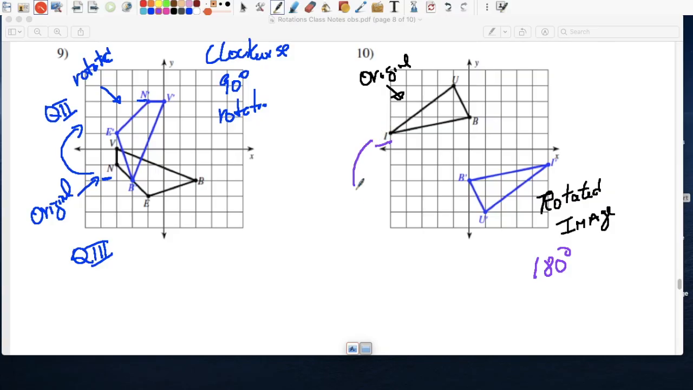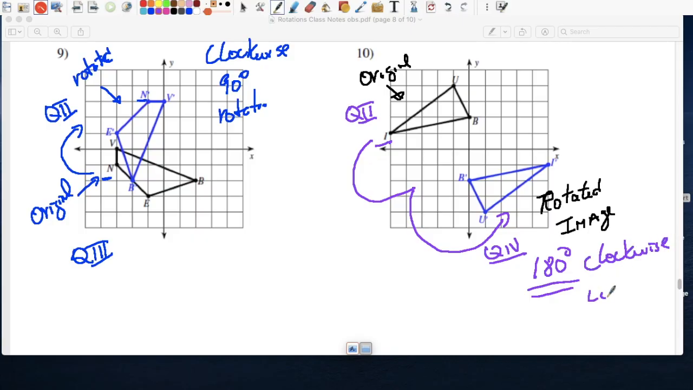Point I traveled one quadrant and another quadrant. It went from quadrant 2 to quadrant 4. So that's 2 quadrants over. And remember, every 90 degrees equals 1 quadrant. So this is 180 degrees. And which direction? It doesn't matter because it's 180, so clockwise or counterclockwise, whichever one you say.